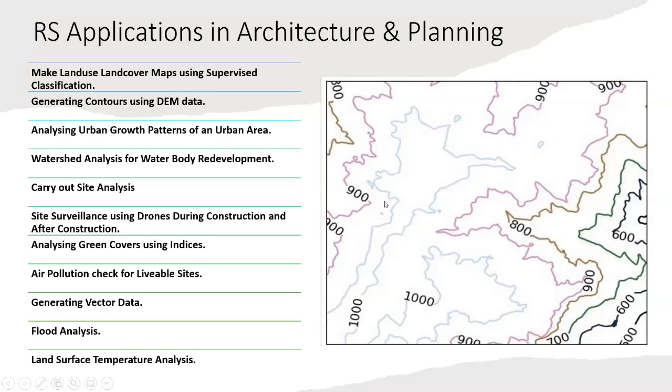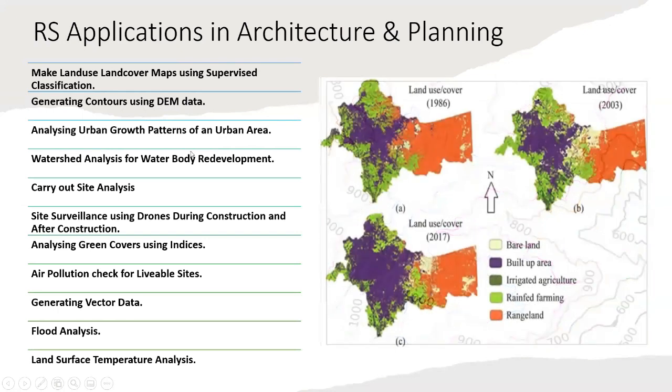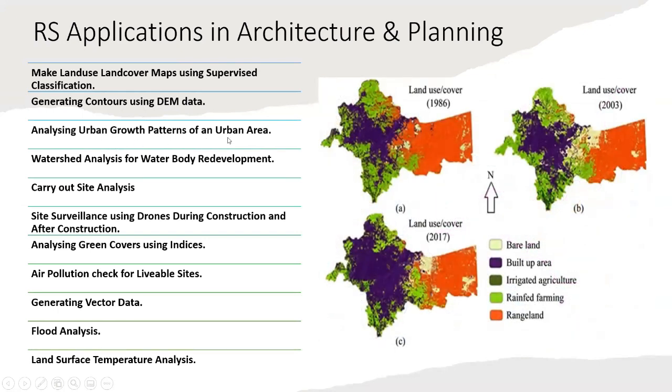So using that data, we can generate contours like this, which is again very helpful in architecture and planning. We can analyze the urban growth patterns of an urban area over a particular gap of time. Here we can see the land use land cover maps of a region for different time periods. This purple color is showing the built-up area, and from 1986 to 2003 how it has increased, and till 2017 how much it has increased. So we can analyze the urban growth patterns of an urban area.